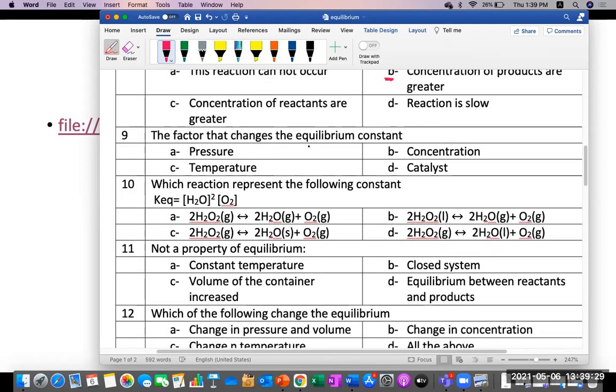The factors that change the equilibrium constant: we have only one factor that can change the equilibrium constant, which is temperature.